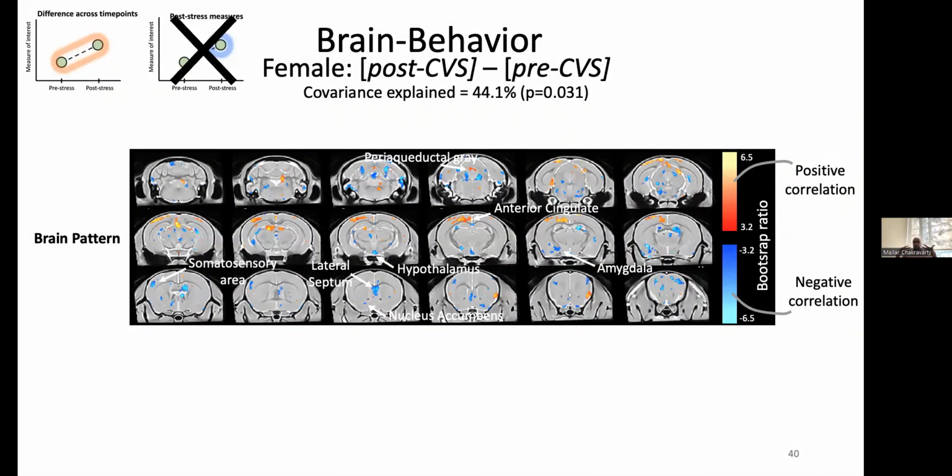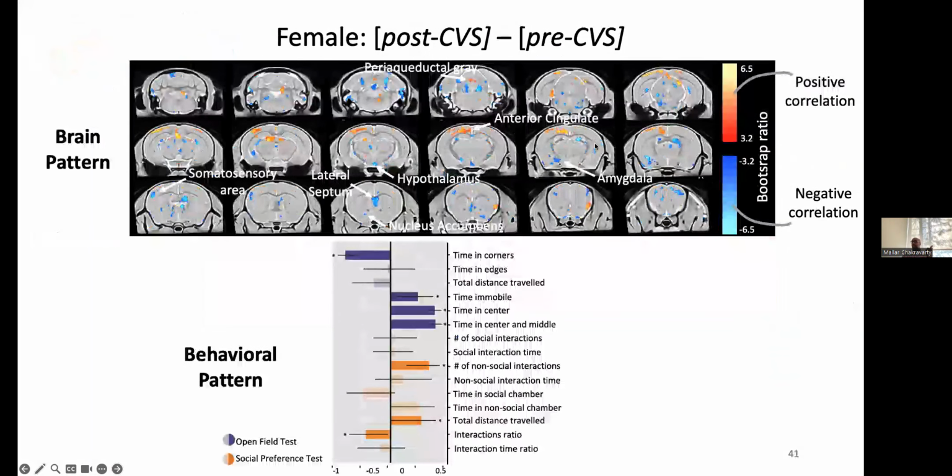But what it looks for is patterns of covariation that are orthogonal to one another, that are encoded as latent variables. So in a single latent variable, you get a pattern of covariation of positively correlated and negatively correlated voxels, which is what you see here, that are bound to a behavioral pattern, in this case, using the measures that we have from the open field test and the social preference test, which indicate both the anxiety-like and social dysregulation that these mice undergo.